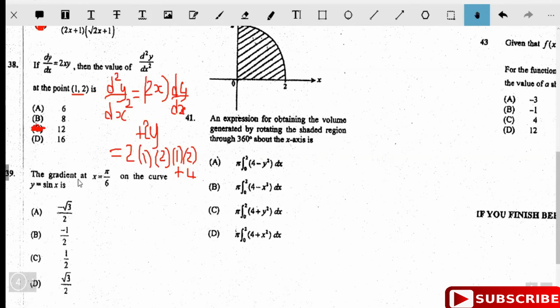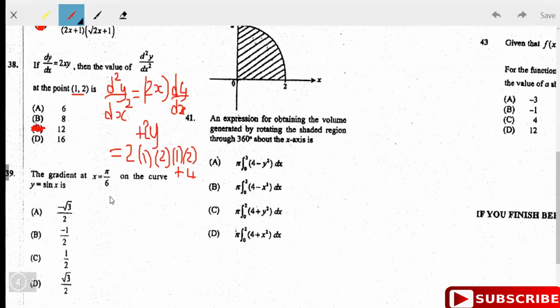So now they say the gradient at x is pi by 6. The gradient at pi by 6 on the curve y equals sine x. So if y is sine x, we need to first find dy dx. And so dy dx is cosine x. And so what's the cosine of pi by 6?